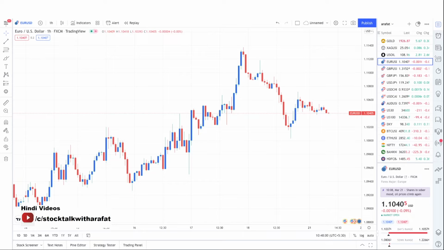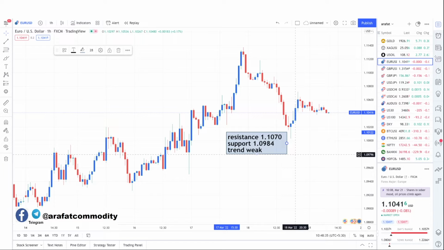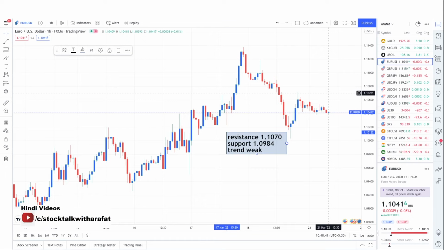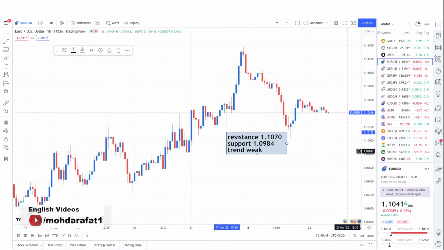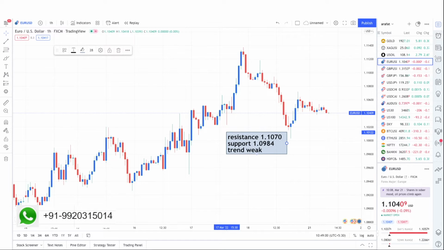So let's have a look at resistance and support now. Resistance now at 1070. Above this resistance, euro will enter the positive zone and it could test up to 1100 and 1140. Support at 984. Below this support, expect 940 and 900. Currently, euro is in the weak zone, so trade accordingly. Let's move on to British pound.